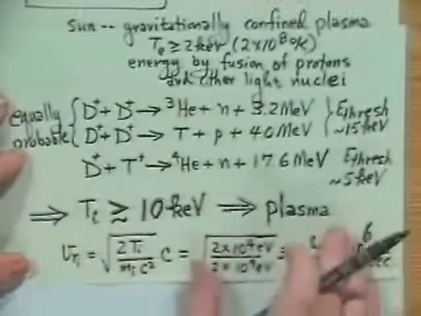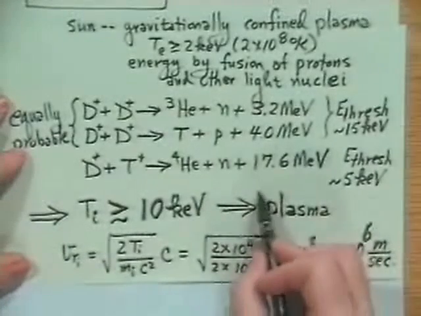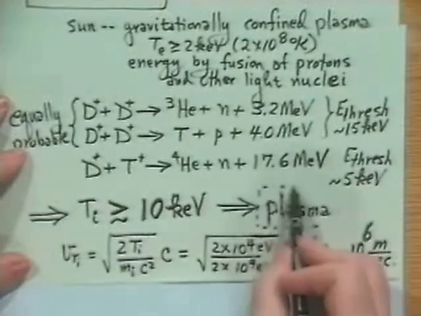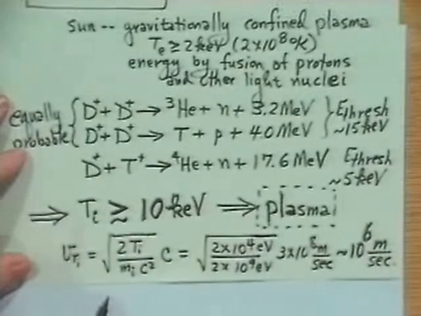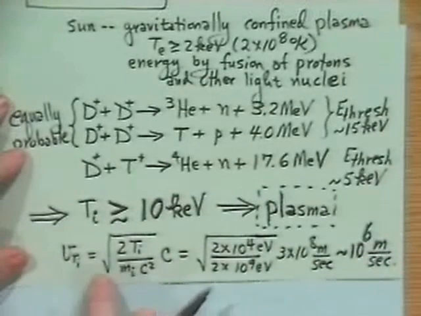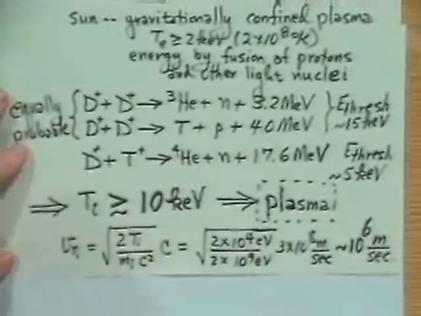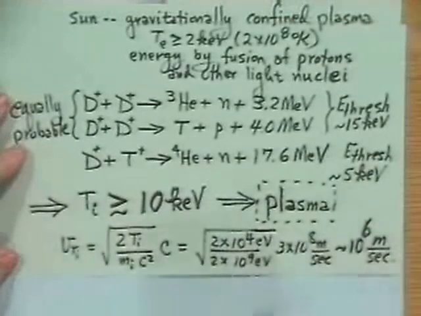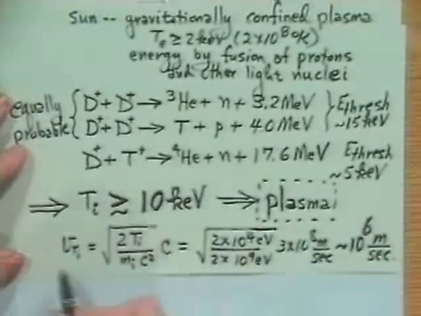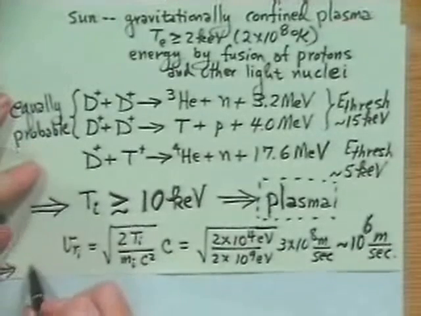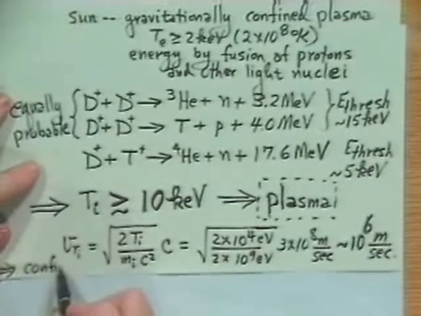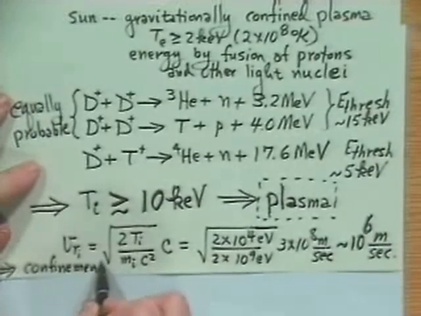So because of that, it depends on the density, but anyway, we're almost entirely in a plasma state. And secondly, because these particles are moving at 10 to the 6 meters per second, that's going to tell us that we're going to need confinement of some variety. And so we'll come back and talk a little bit about confinement and how that goes with plasmas in just a moment here.